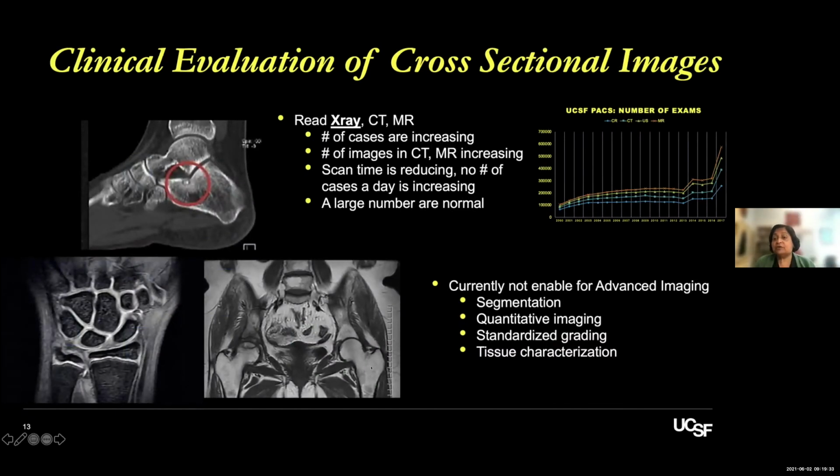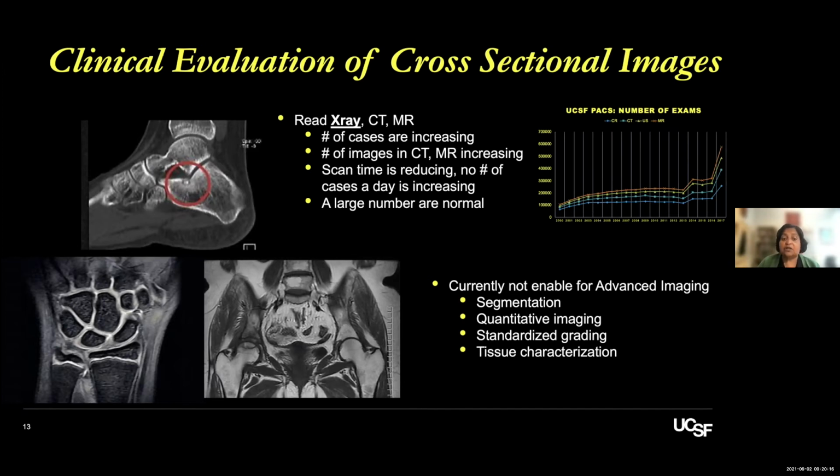The number of images that a radiologist reads is increasing exponentially. As you see on this graph on the right-hand side, it's been growing every single day. The scan time is reducing. More and more features are being developed to reduce scan time. So what's happening is that the number of images that one can acquire is increasing, and the number of cases are increasing. For a radiologist to quantitatively grade all these three-dimensional stacks is really not possible, even though these cross-sectional images are far more interesting from a radiology point of view than the radiographs themselves. But the radiologist currently is not taking advantage of a lot of advanced imaging tools.